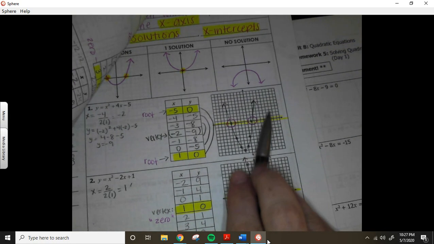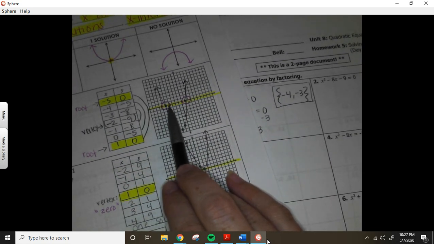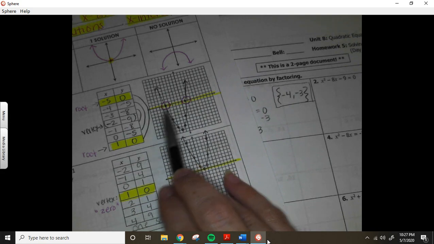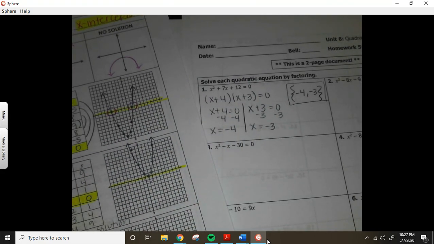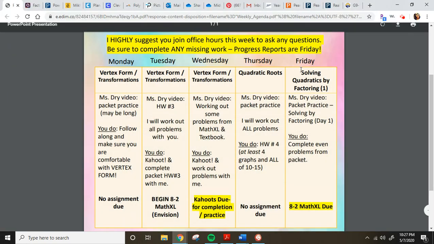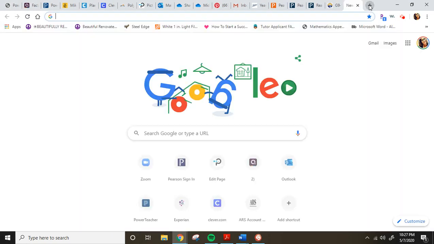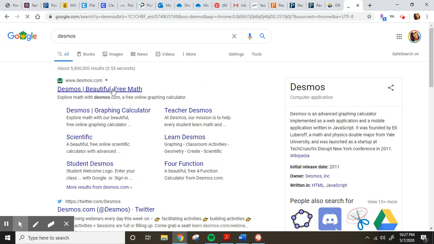On a graph, remember our graphs, that would mean that we would have an x-intercept at negative 4 over here, and we'd have an x-intercept at negative 3. So this particular one would be very thin. Hold on one second right here. I want to graph this. What if we did it on Desmos? Hang on.